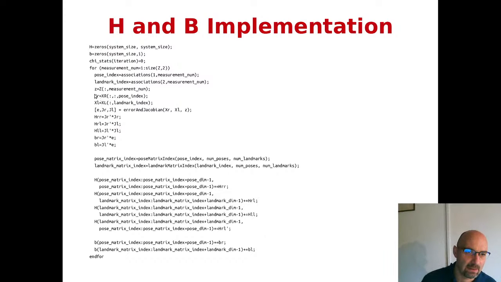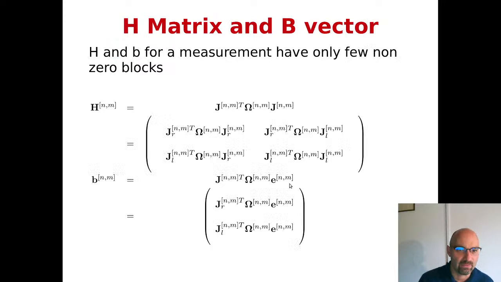We extract the robot position, we extract the landmark position from the state that correspond to the indices encoded in the association vector, and then in this way we have the blocks we need to modify. We calculate the error and the Jacobian that will return us JR and JL, and of course the error for this one measurement, and then we can compute the contribution of the H matrix and the contribution of the B vector that I recall.